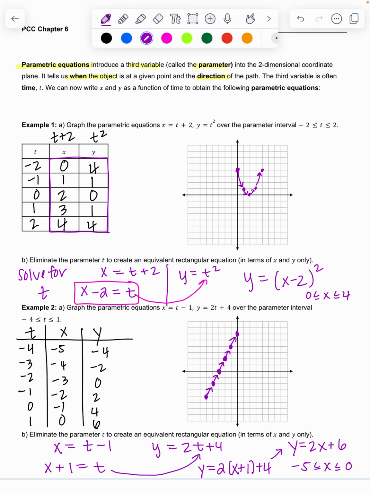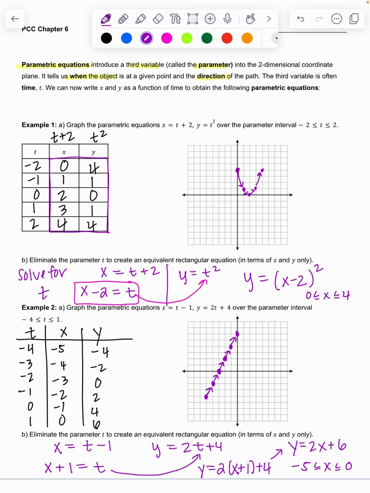Okay, hopefully you were able to complete that one on your own, just using those x and y parametric equations, graphing them on the interval from -4 to 1 for t. When you create that equivalent equation in terms of x and y, same idea: I solved for t in the x equation and substituted that in for t in the y equation to eliminate the parameter and only worry about x and y. I simplified it and identified the domain of that new equation, y equals 2x plus 6.